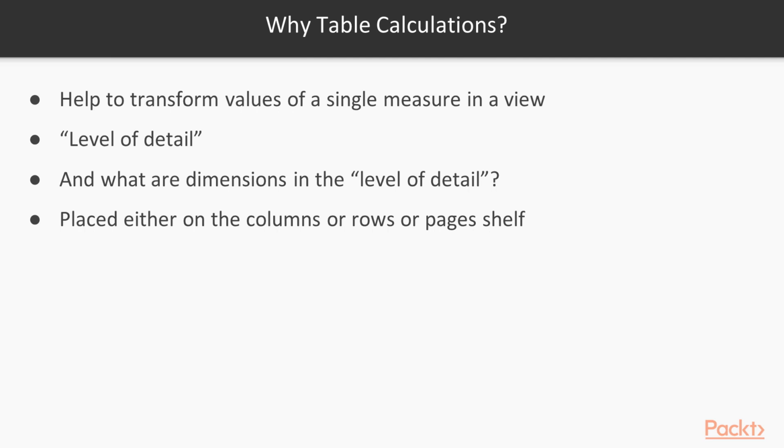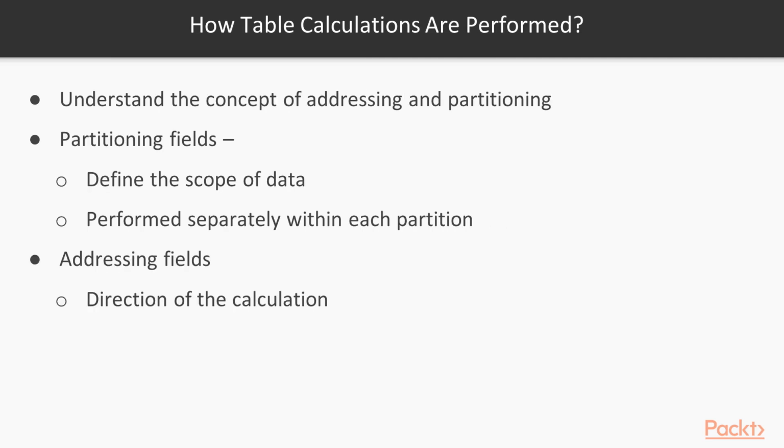And what are dimensions in the level of detail? They are the dimensions which are placed either on the columns or rows or pages shelf or placed on the marks card such as color, size, label or detail, etc. How table calculations are performed.